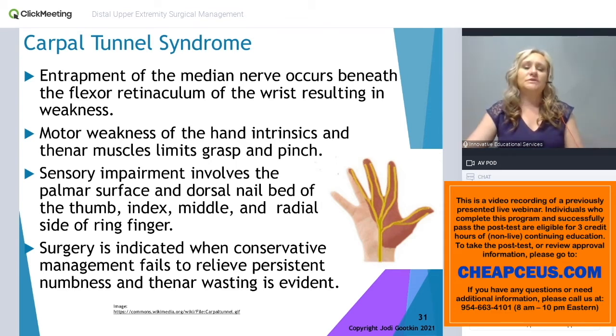And then we're going to start to see motor loss as it progresses, affecting particularly grip, and it may wake the patient up at night. If conservative management is not successful, then the patient may need surgical intervention.